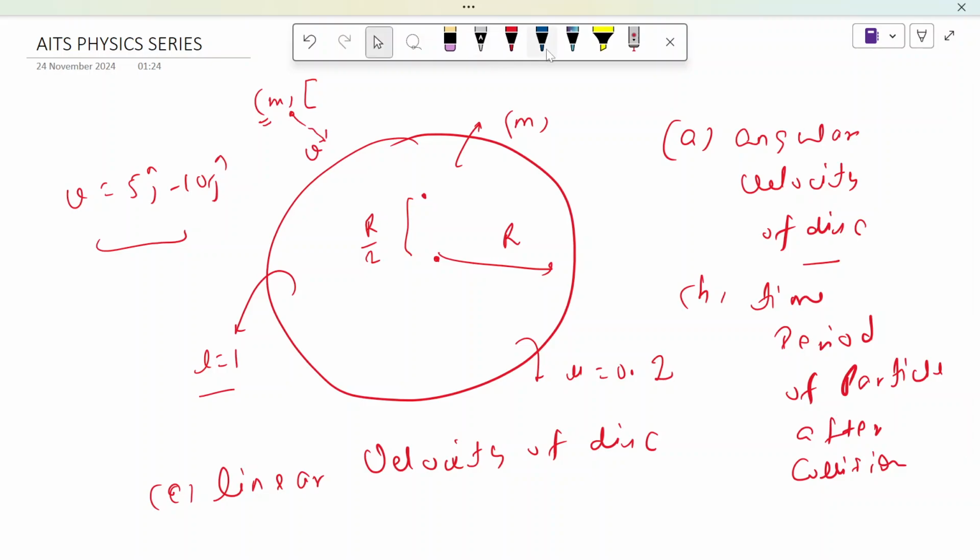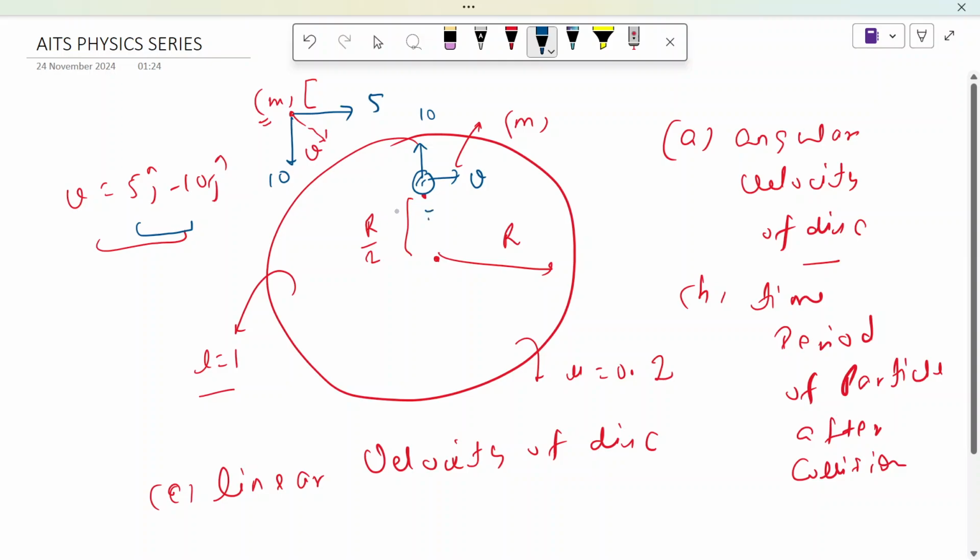First, understand what is happening in the scenario. The velocity imparted is 5 i cap minus 10 j cap, which implies a horizontal velocity of 5 and a vertical velocity of 10. If the coefficient of restitution is 1, then after the collision it will have a vertical velocity of the same magnitude, 10. The horizontal velocity we don't know, let's call it v. During collision, a normal impulse is provided to the disk in the downward direction and to the particle in the upward direction.